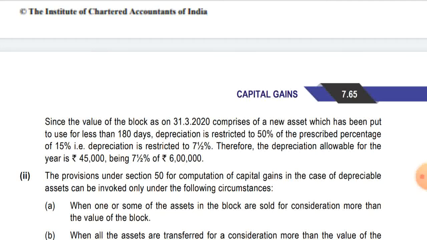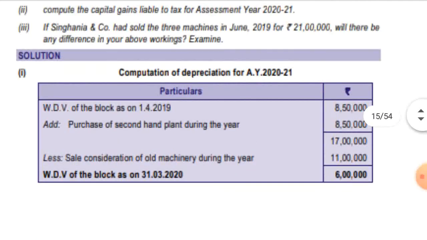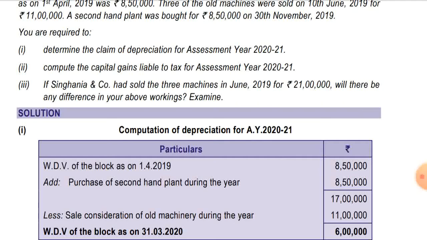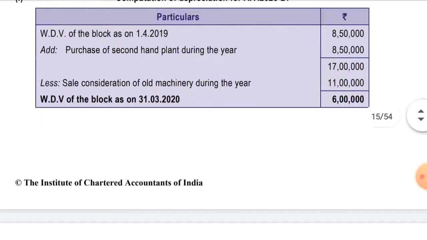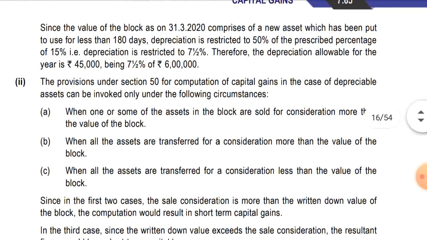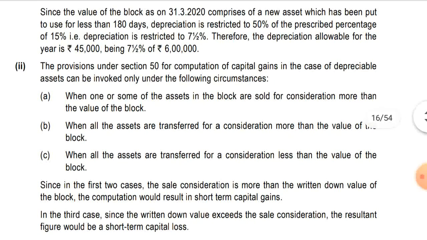And the second part asked to compute the capital gain liable to tax for the assessment year 2021. No capital gain will arise because assets are there in the block and the sale value does not exceed the WDV and purchase price of the asset.